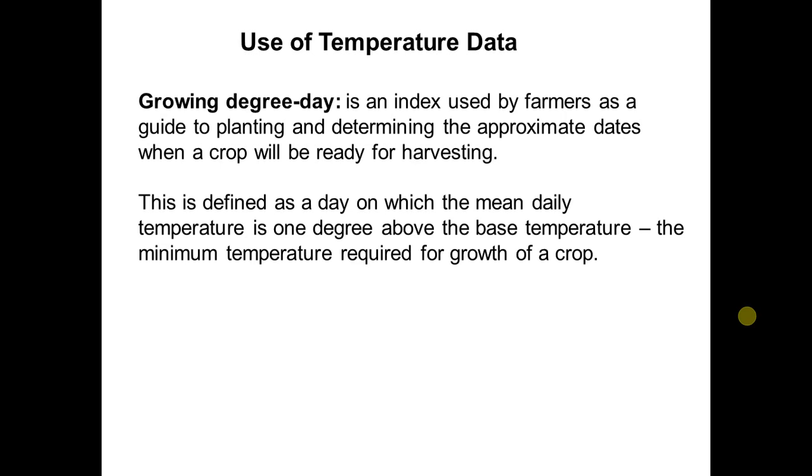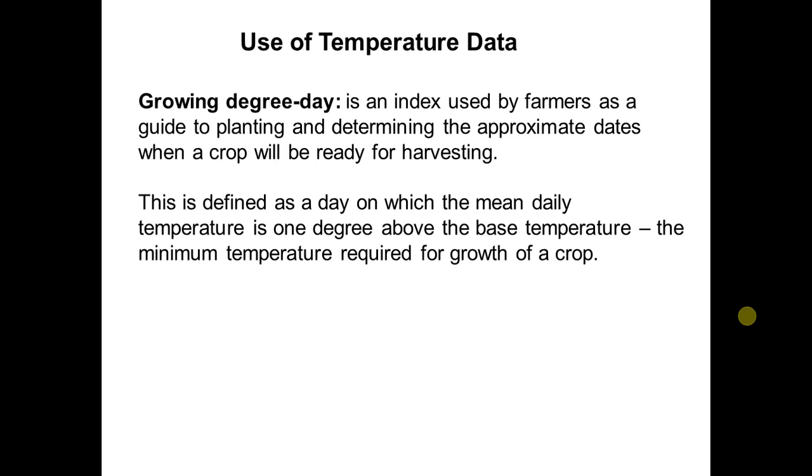Usually, a growing degree day for a particular day is defined as a day on which the mean daily temperature is 1 degree above the base temperature. The base temperature is the minimum temperature required for growth of a particular crop. Now, on a summer day in Iowa, the mean or average temperature might be 80 Fahrenheit. On this day, sweet corn would accumulate 80 minus 50, or 30, growing degree days. Sweet corn has a base temperature of 50 degrees Fahrenheit.